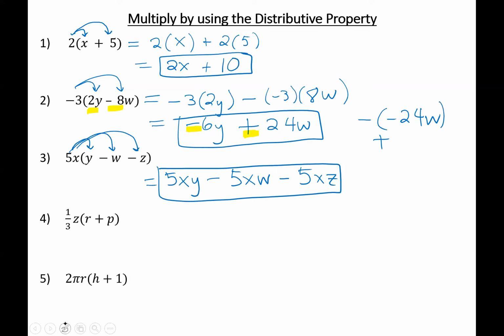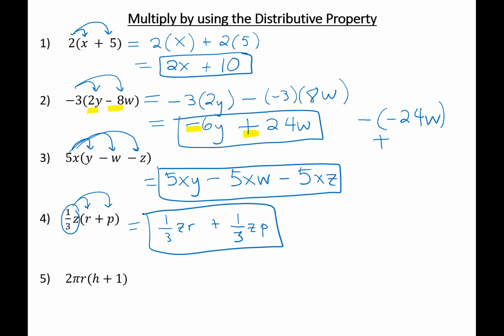All right, number 4, this time we're distributing 1/3 z. So it's 1/3 z, parentheses, r plus p. So the 1/3 z gets distributed. Again, I don't think it's as hard as it looks. 1/3 z times r is just 1/3 zr. See, when there's so many variables, we don't know what they are, so there's almost less work for us to do. You're kind of just writing it out. So 1/3 zr plus 1/3 zp. And that's it.